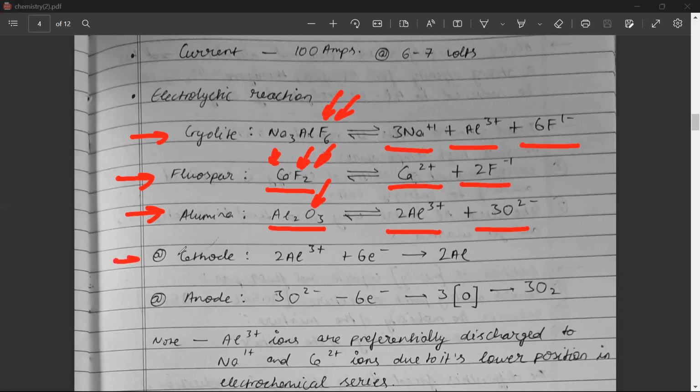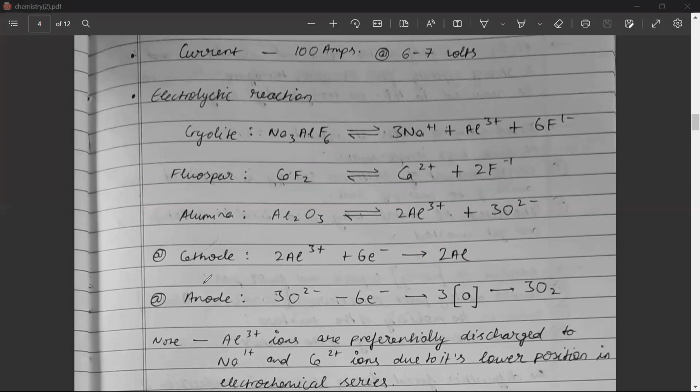Now the reaction at the cathode: you have aluminium ions and 6 electrons which combine to form 2 molecules of aluminium. Then we have the anode. Now what reaction takes place at the anode? You have oxygen ions which lose 6 electrons to give nascent oxygen.